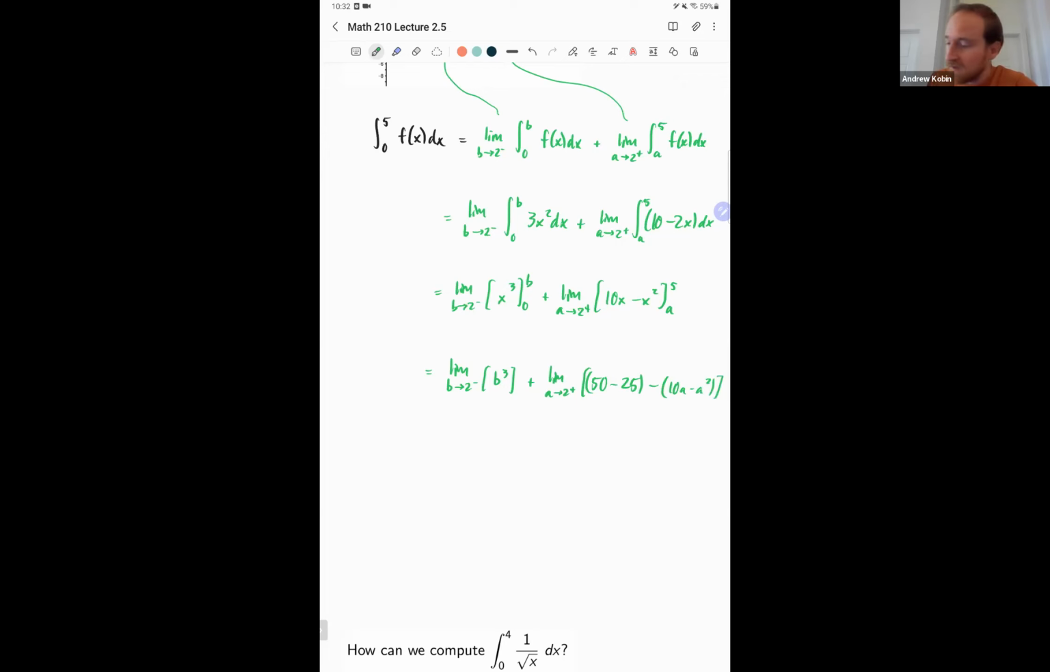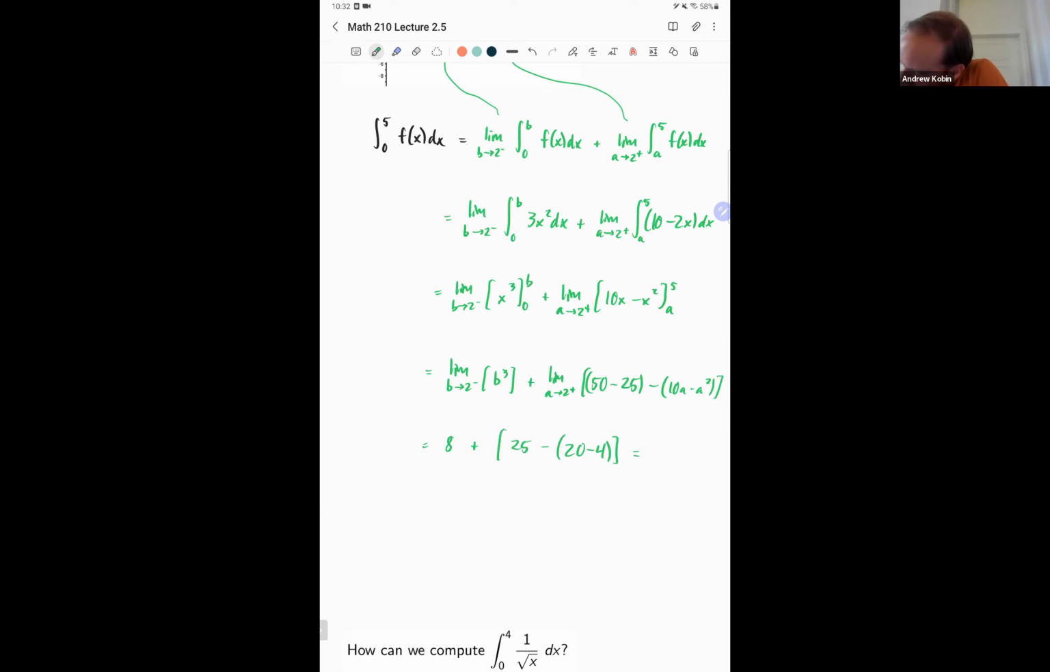And now what's left to do is solve these limits. Because everything in sight is a polynomial function, we can directly substitute in b equals 2, a equals 2. So here we'll get 8. And in this expression, we will get, let's see, 25 minus, as a approaches 2, we'll have 20 minus 4.